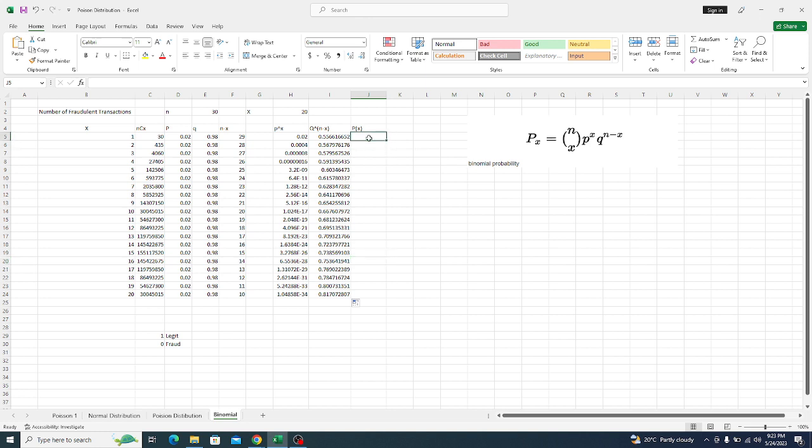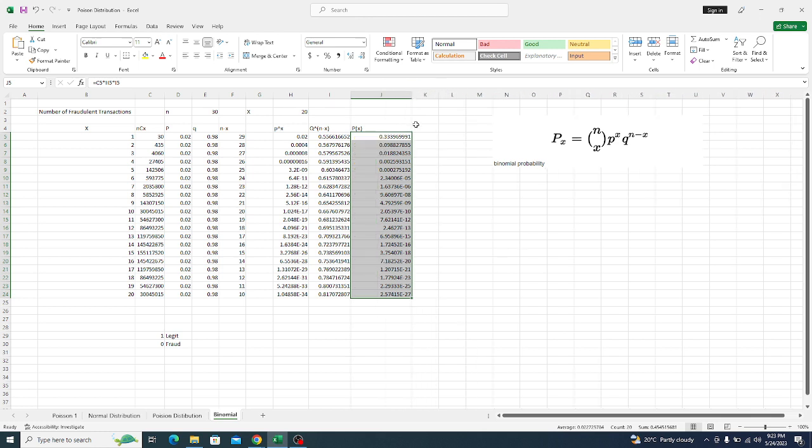Okay, so this will be equal to n combined x, multiplied by p raised to x, which is that one, multiplied by q raised to n minus x. Then here are our probabilities. Then we can do what? We can drag it down. Okay, and after that now we will come to the interpretation part of it.